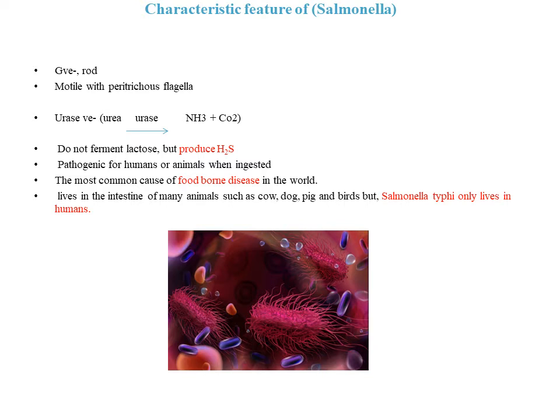Fifth, Salmonella is pathogenic for humans or animals when ingested. It is the most common cause of foodborne disease in the world. Salmonella lives in the intestine of many animals, such as cows, dogs, pigs, and bears. But Salmonella typhi only lives in humans.